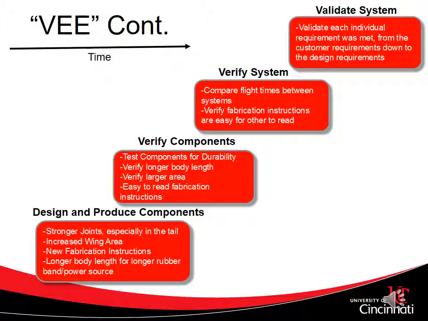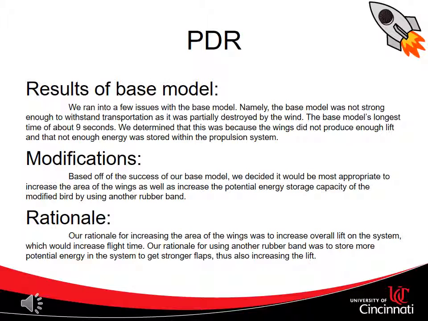Then we defined how we were going to verify that our components and system were an improvement over the initial design. Our baseline model ran into a few issues. A major issue being that while transporting the flyer, a gust of wind destroyed the tail before we could fly time trials. After we repaired the tail, we had successful test flights with our longest being around 9 seconds.